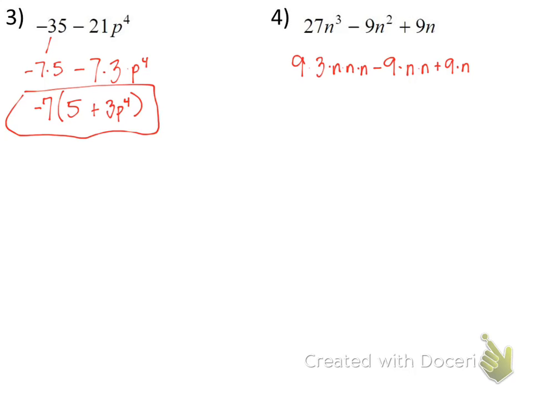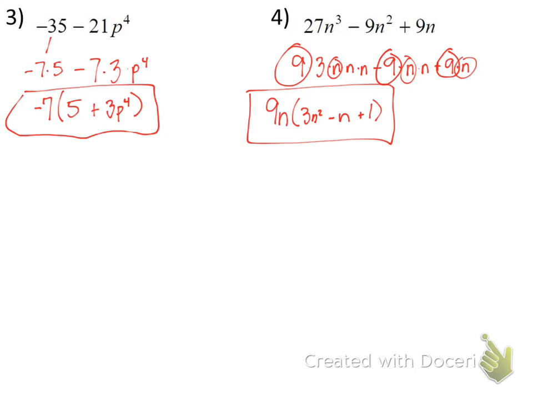Okay, the common number is 9, right? Now I got a question for you. What else is common in each of these 3 terms? The n, right? So there's one n here, there's an n here, and there's an n here. Are there any more n's that are common? No, so you should be factoring out a 9n, and then you have 3n squared minus n plus 1. And that's your final answer, okay? So if you made a mistake, please fix it, okay? We've actually run out of time, so I'm going to end the lesson there.